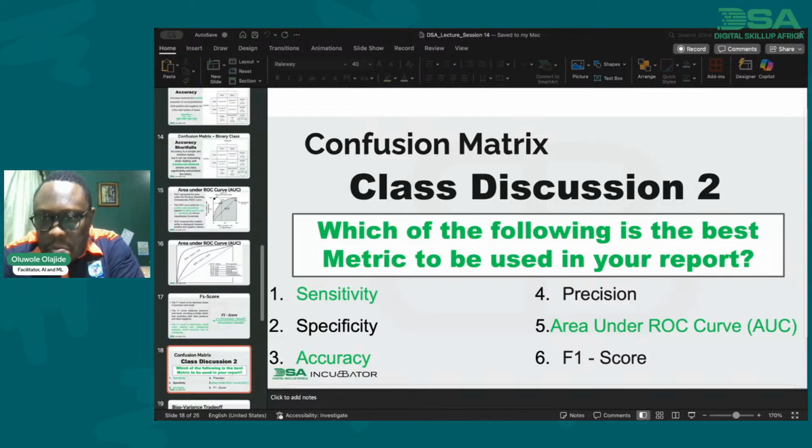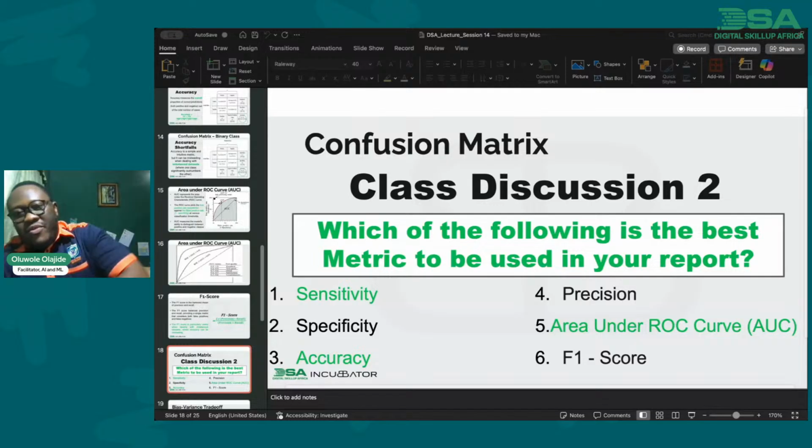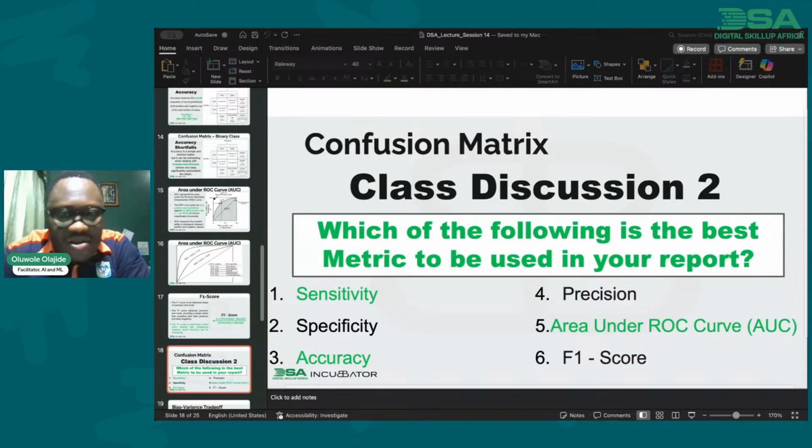F1 score. Number 5. Tell me why you are picking number 5. All right. So I can see everyone has picked. Abimbola, give me the reason for accuracy. Joy. Fantastic. Okay, we have 1 minute more, then we'll go on.